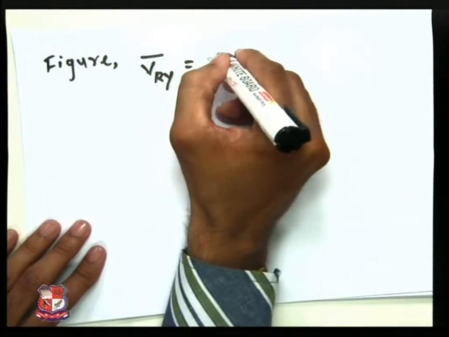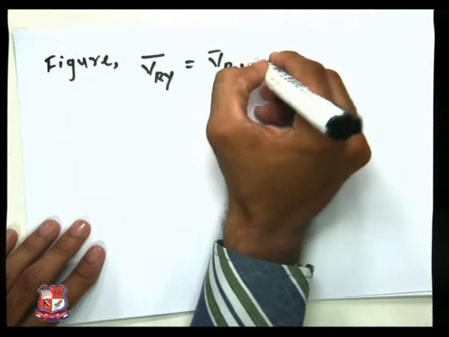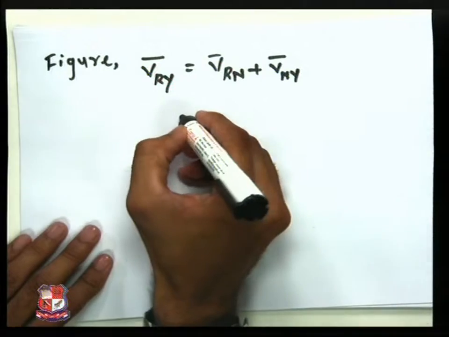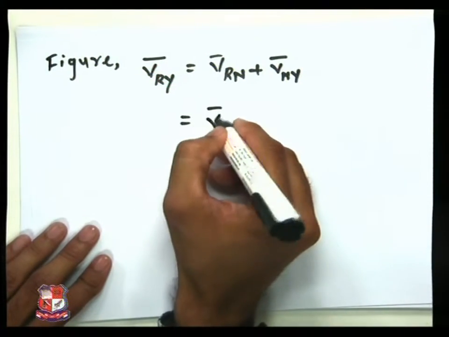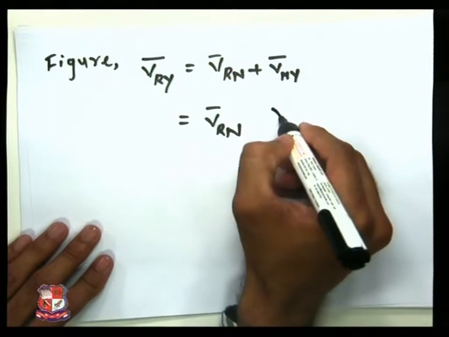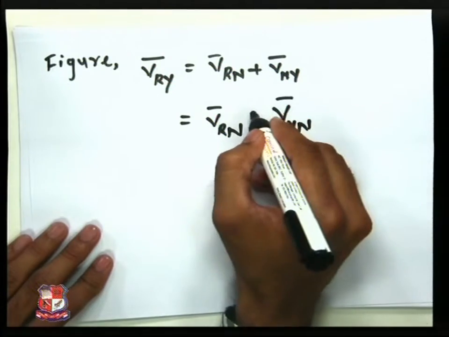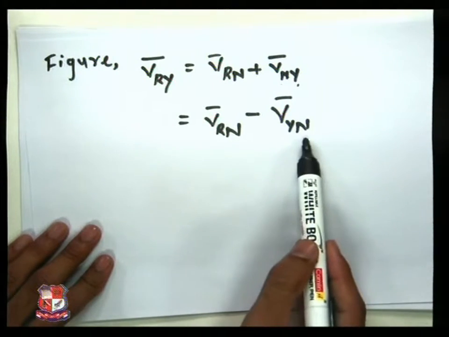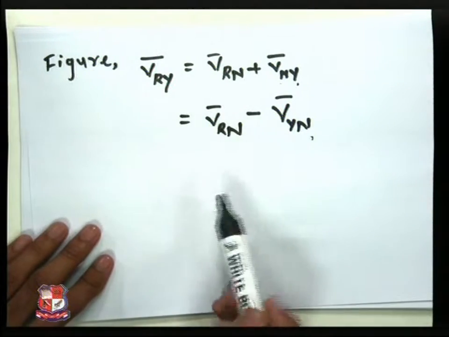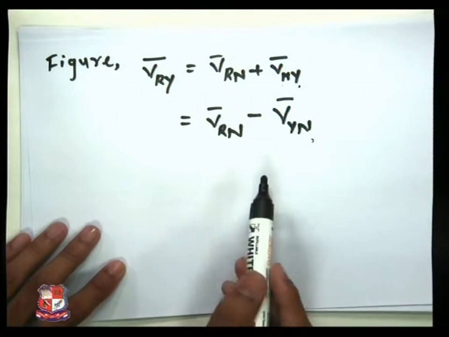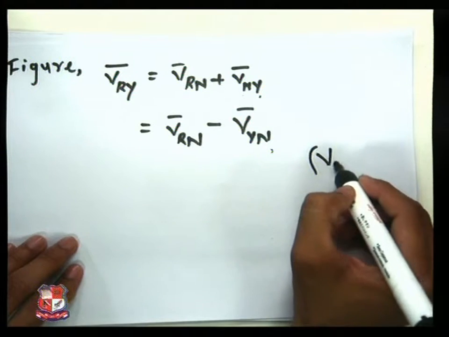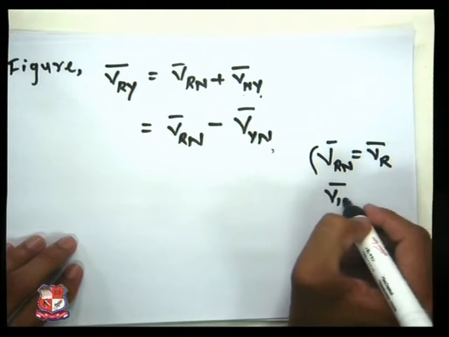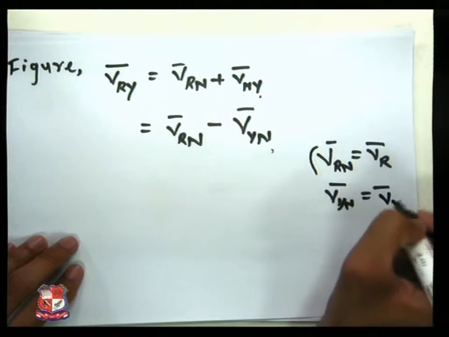So from the given figure, our vector relation is given by VRY equal to VRN plus VNY, as seen in the previous figure. Now I just convert this voltage into a negative sign. If I write voltage YN, then its sign changes, because first we measured voltage from neutral to Y, now we measure voltage from Y to neutral. So the sign becomes negative, so VRN minus VYN, and as we know the voltage between R and N is also known as the voltage of R, and similarly the voltage between Y and N is also known as the voltage of Y.